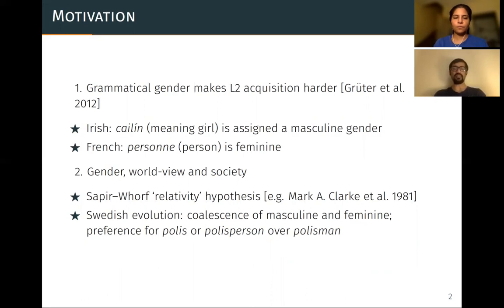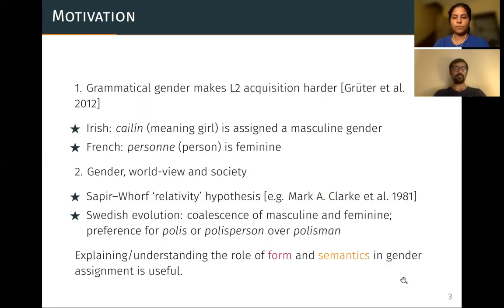So, for example, in Swedish, historically we had separate masculine and feminine genders, but today we just have a common gender in standard Swedish. Also, people show preference for words like police or police person, which are gender neutral, over words like policeman. So we are interested in understanding the role of form and semantics in gender assignment so that we can address these issues better.